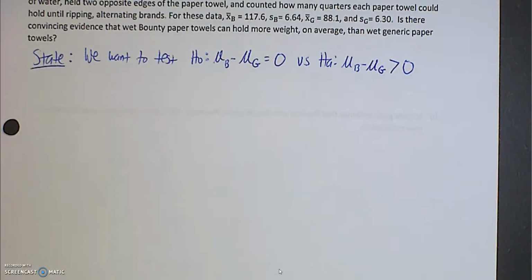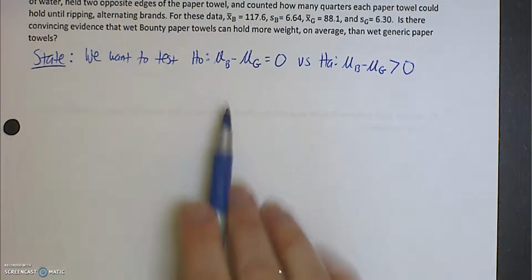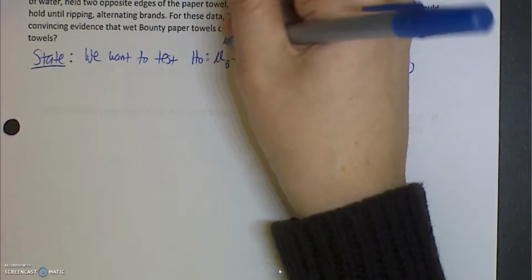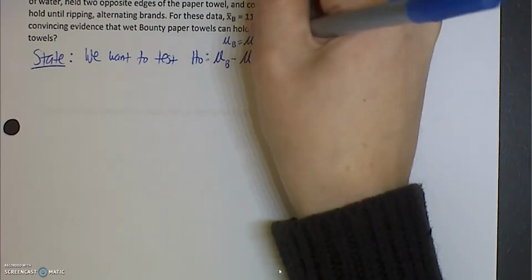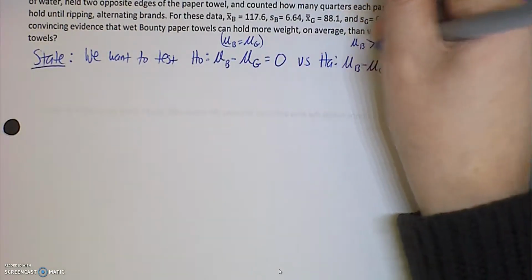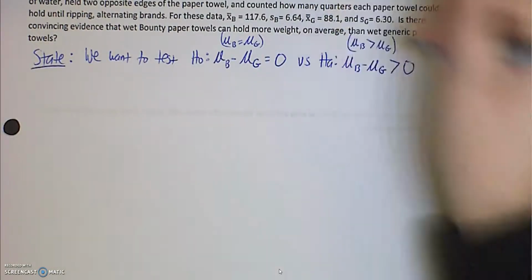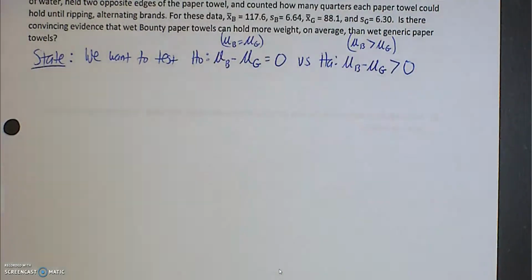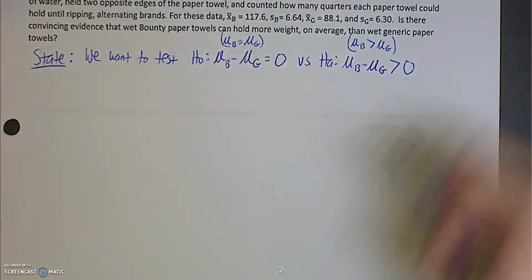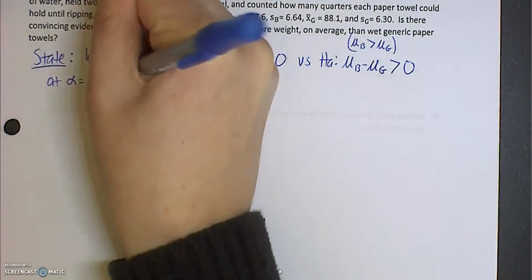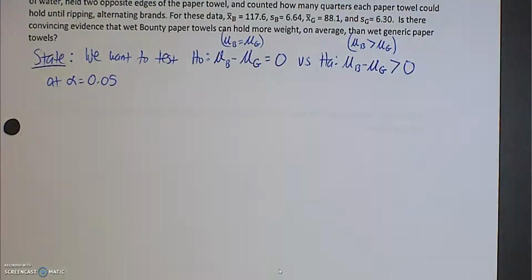You also have the option to write it in a different way. You could say that they're equal to each other, like that, or that one is greater than the other. It's up to you, but you'll most likely see it this way in test situations. So we want to test this at a significance level of 0.05 because they didn't tell me a significance level, so that's what I'm going to choose to do.